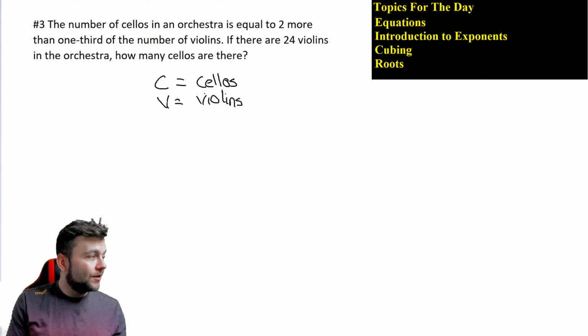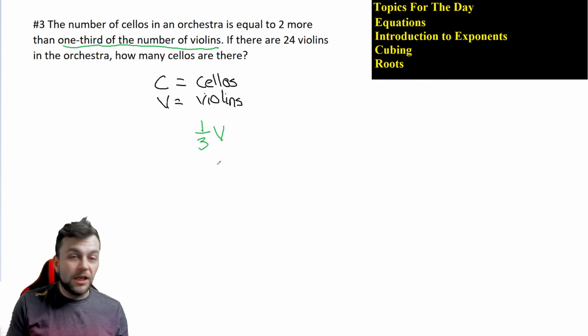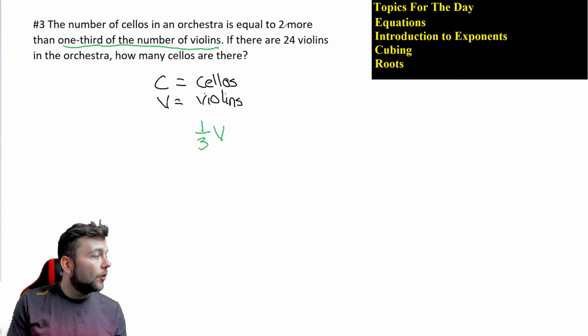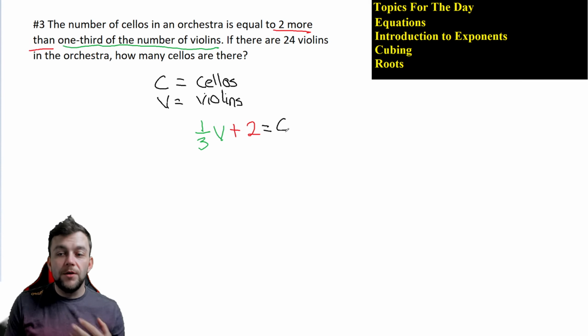So this is what I am reading right now. I will underline it: 1/3 of the number of violins. So let's go ahead and write down 1/3 V, that is 1/3 the number of violins. And then the number of cellos in the orchestra is equal to 2 more than that. So here I will underline 2 more than the 1/3 of the number of violins. Plus 2, and that equals the number of cellos. Okay, so I've successfully read the problem backwards.